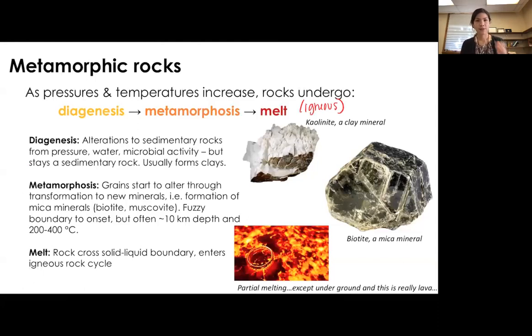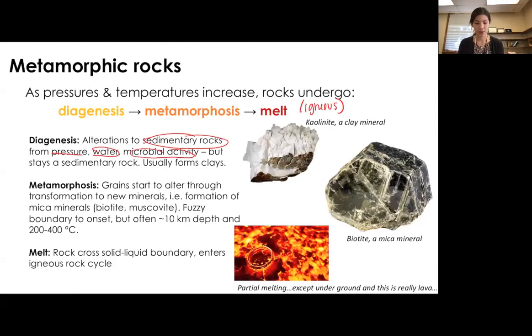In diagenesis, this first stage of pressure and temperature increase, this tends to occur to sedimentary rocks more so than other rock types. This is just an alteration to those sedimentary rocks from that increase in pressure, from increased water infiltration through the sedimentary rock or movement through pore spaces, and through later microbial activity. In diagenesis, the sedimentary rock stays a sedimentary rock. So we're not undergoing any alterations to the chemical form that's extreme enough to make it metamorphism.